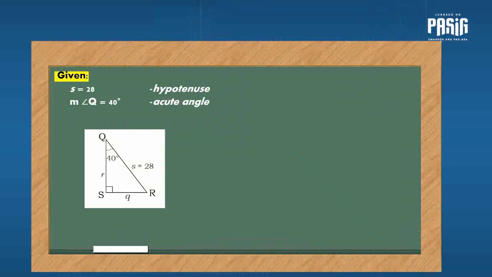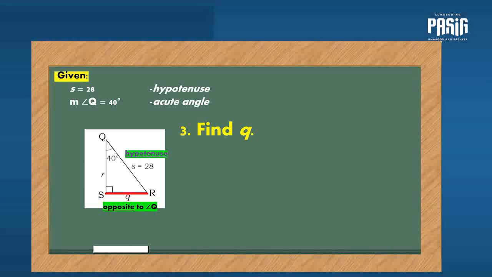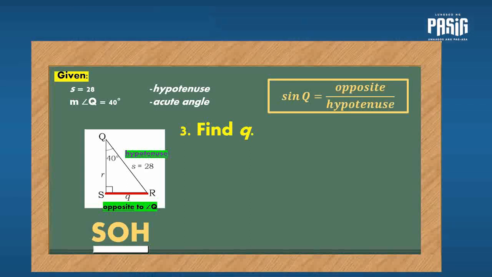Next, let us get the length of leg Q. Again, in reference to the given acute angle Q, side Q is opposite to angle Q, while side S is the hypotenuse. Since we have the opposite side and the hypotenuse, we will use the mnemonic SOH, or sine Q equals opposite over hypotenuse, to find the missing part. Using substitution, we will have the following.